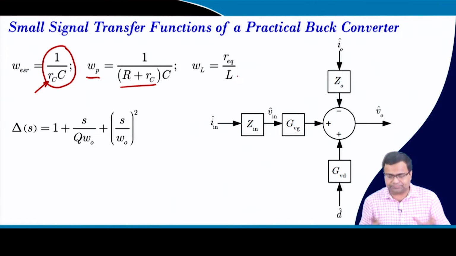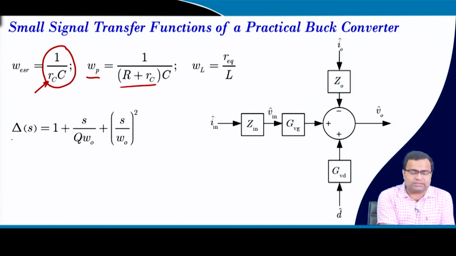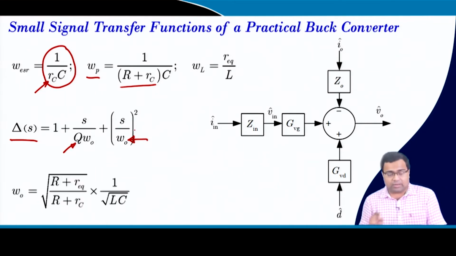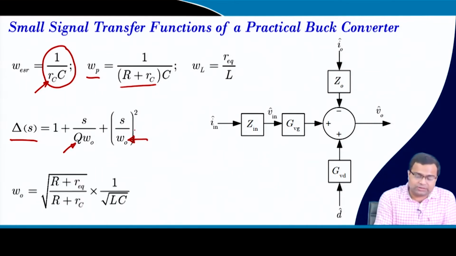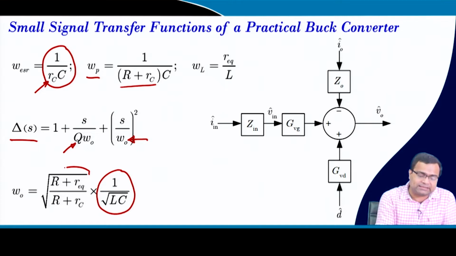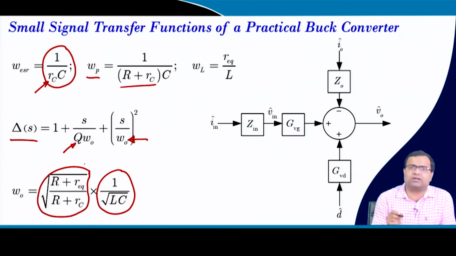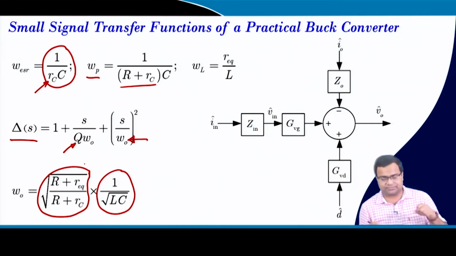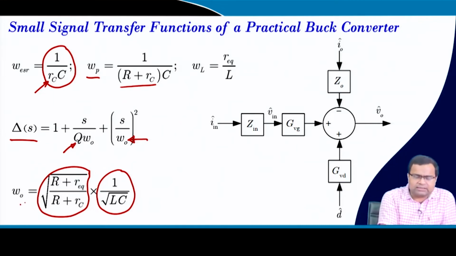these are all well known. The polynomial which gives the pole is a second order polynomial which consists of the Q factor and the natural frequency omega 0. And what is omega 0? Omega 0 for an ideal buck converter is 1 by square root of LC. For a practical buck converter, it should be scaled by this term, and this term will be roughly equal to 1 if R equivalent and RC are close to each other. But more or less this omega 0 is mainly 1 by square root of LC.